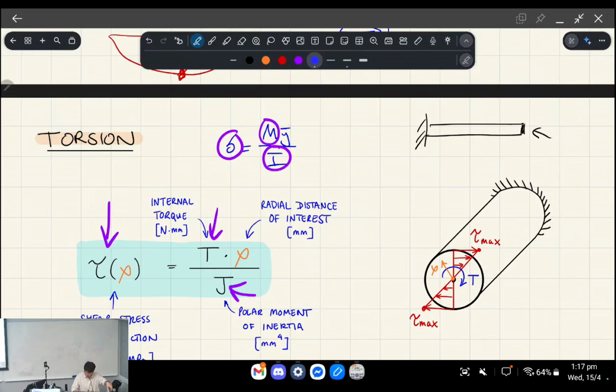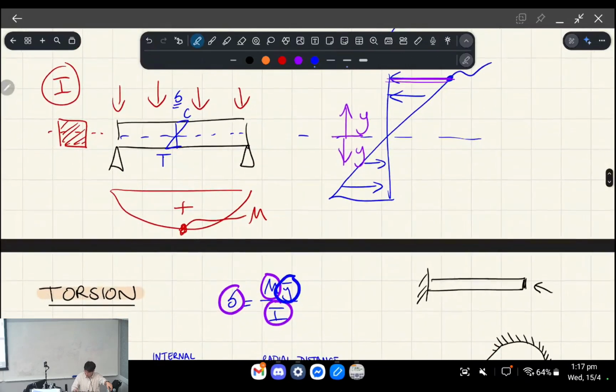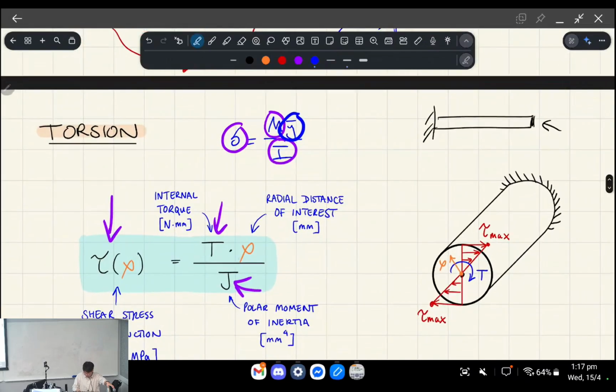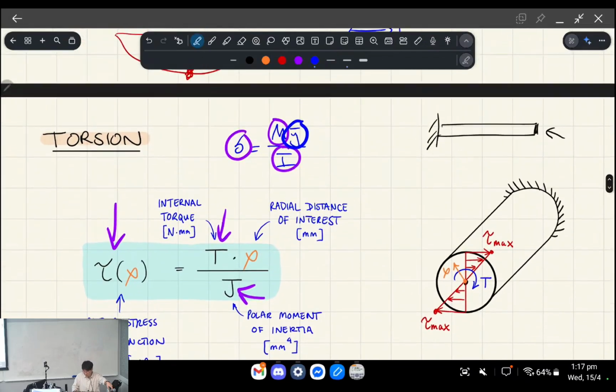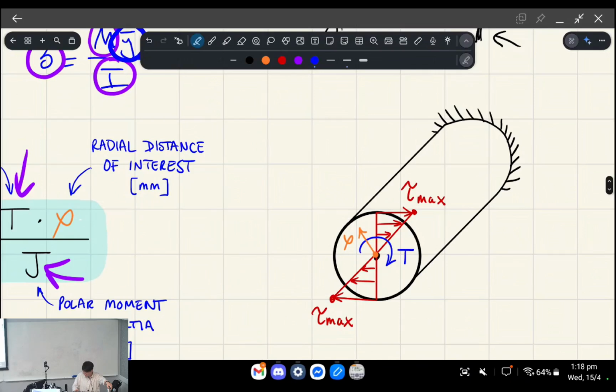The other thing is that y hat, which used to map how far away you are from the neutral axis, now becomes rho, and rho is your radial distance that you care about, okay? So if you look at this diagram that I've drawn, the idea is that your shear stress is a linear curve if it's elastic, and it's the highest at the point furthest away from the middle, okay?